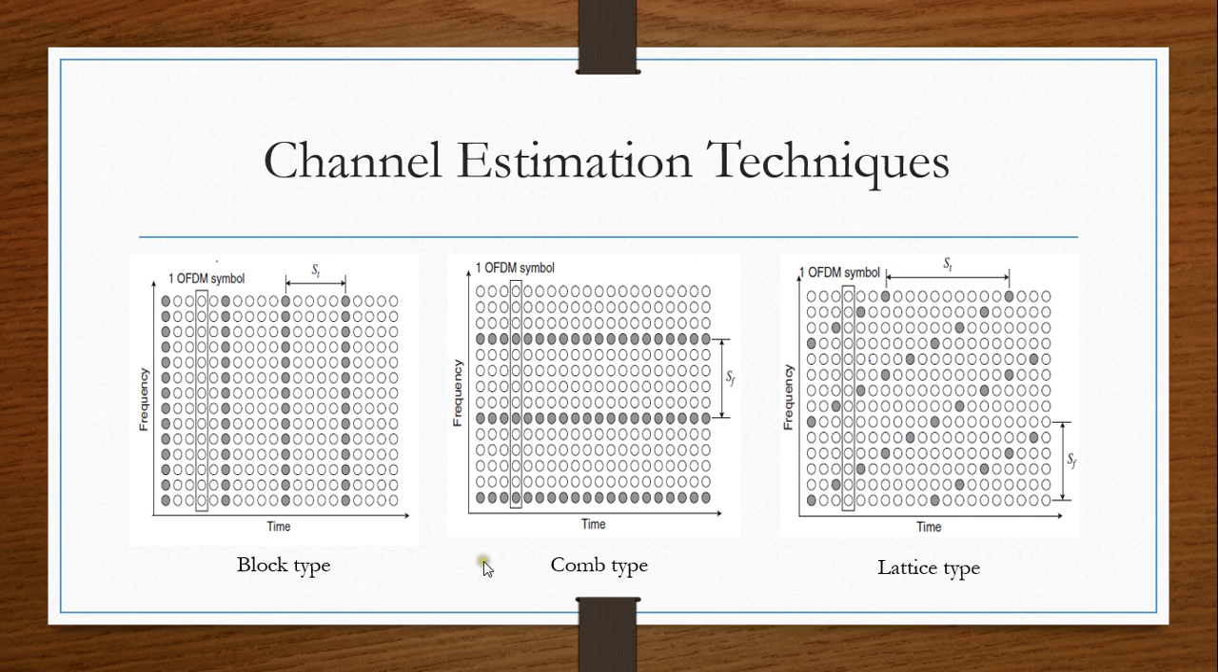In lattice type channel estimation, the pilots are included along both the time and the frequency axes. The interpolation takes place in both the time and frequency domains. As you can see in the third diagram, the insertion of the pilots has been done both along the frequency as well as the time axis.